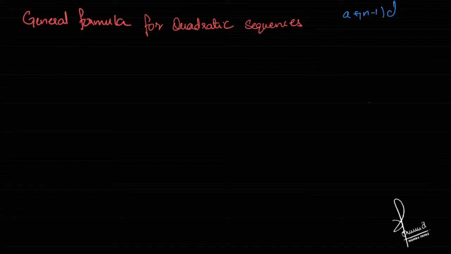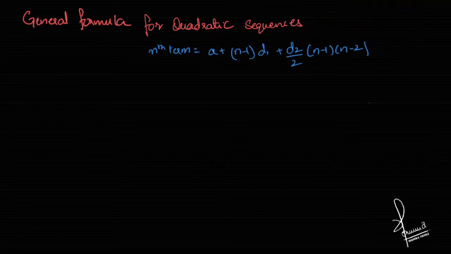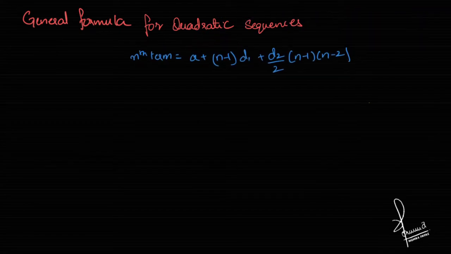1 into the common difference, you also have a general formula for quadratic sequences, and that general formula is basically the nth term of a quadratic sequence will equal to a plus n minus 1 into d1 plus d2 over 2 into n minus 1 into n minus 2. अब ये terms आपकी है क्या? a again like an arithmetic sequence is the first term of your sequence, ठीक है.